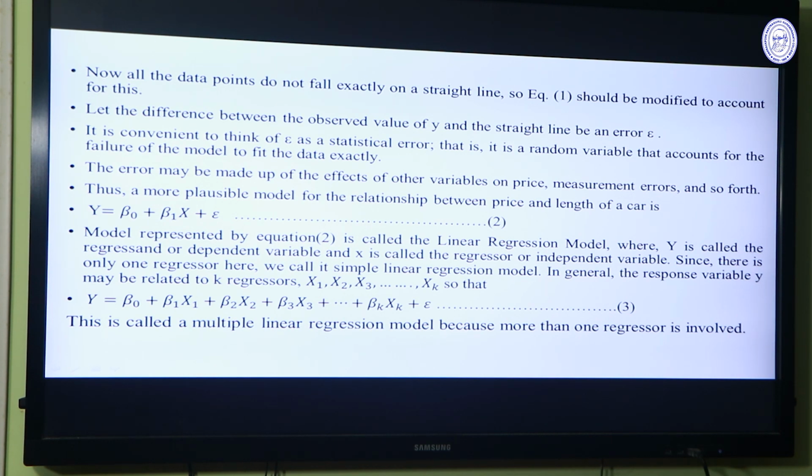We are only considering the length of the car, whether the car is big or not. That is only one variable. So, if we could incorporate all those variables, then the equation would look like equation 3. Y is equal to beta 0 plus beta 1 x1 plus beta 2 x2 plus beta 3 x3 plus dot dot dot plus beta k xk plus epsilon. Suppose we are having k number of regressors or k number of independent variables. If we could incorporate all of them, then this model would be called a multiple linear regression model, since there are multiple independent variables here.